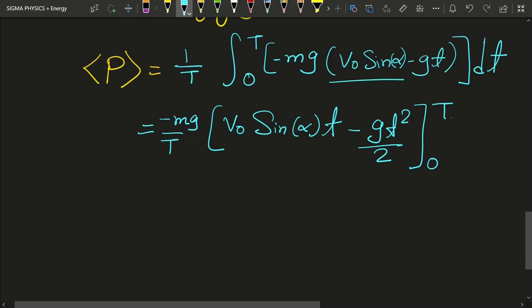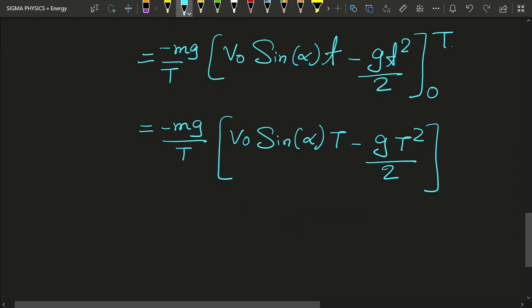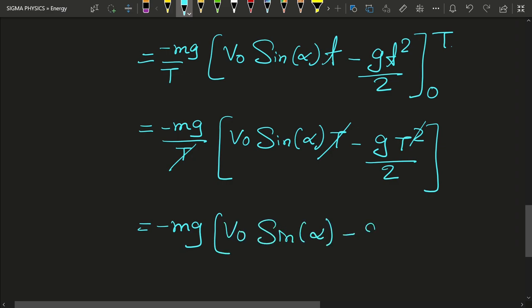That is, I have just integrated with respect to time. And now what I'm going to do is substitute the upper limit. If I substitute the lower limit, you can see that I just get 0, so I'm not going to do that. I will be left with v0 sin alpha T minus gT squared by 2. And now you can see that this T will get cancelled with this and the square will go. So I'll be left with minus mg times (v0 sin alpha minus gT by 2).